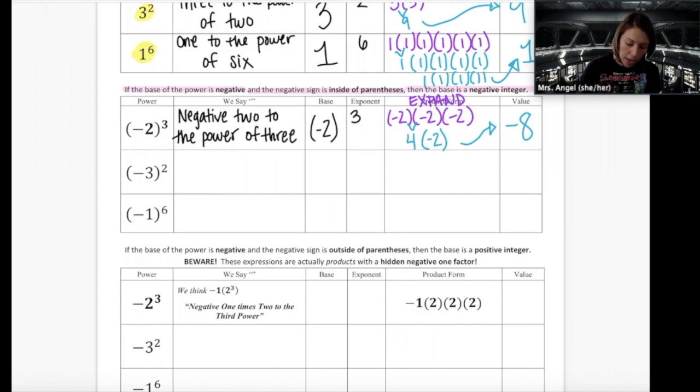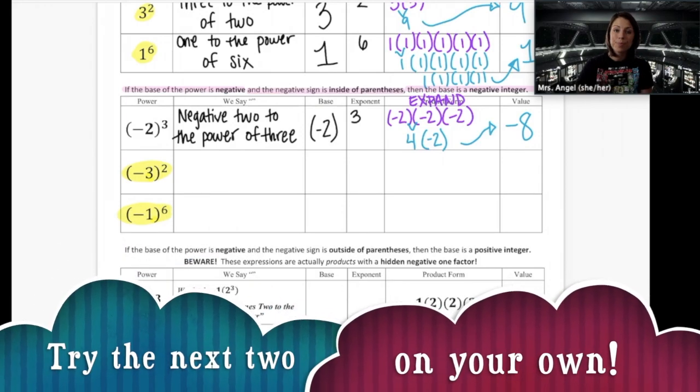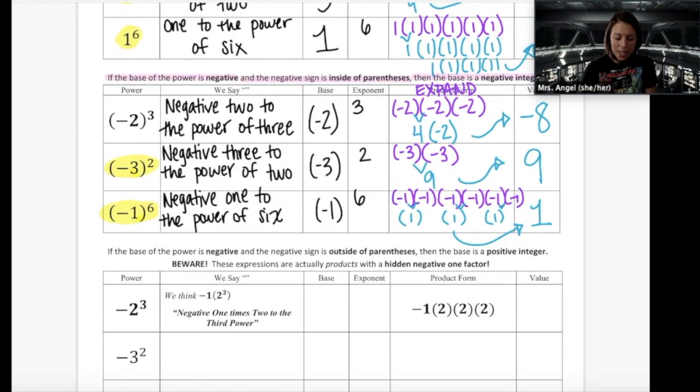All right, why don't you go ahead and try the next 2 on your own? Let's see how you did. The second one, negative 3 to the power of 2. Base is negative 3, exponent is 2, expands to negative 3 times negative 3, which is still positive 9. So it actually didn't change here, even though the base is negative. And then finally, the last one, negative 1 to the power of 6, base negative 1, exponent 6, which is negative 1 times negative 1 times negative 1 times negative 1 times negative 1 times negative 1.